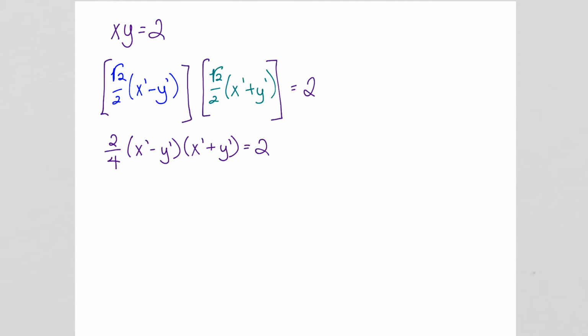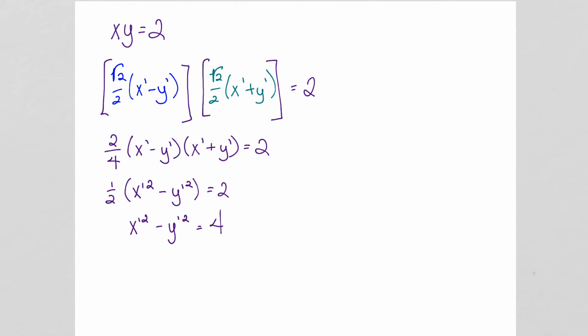Okay. 2/4 is 1/2. Then we FOIL. X prime minus y prime times x prime plus y prime would be x prime squared minus y prime squared. I know that's getting a little complicated in there. Equals 2. Keep simplifying by multiplying by 2. We need to get, so multiply everything by 2. We've got x prime squared minus y prime squared equals 4.